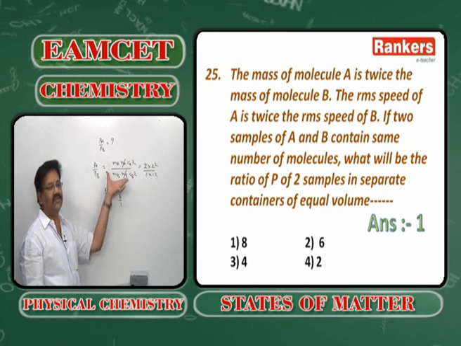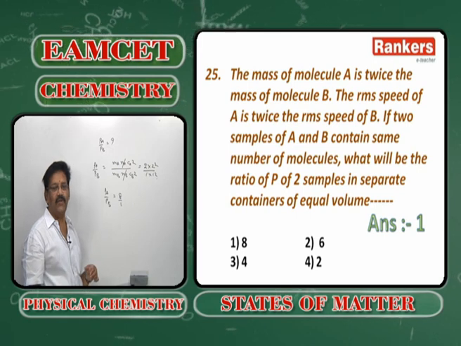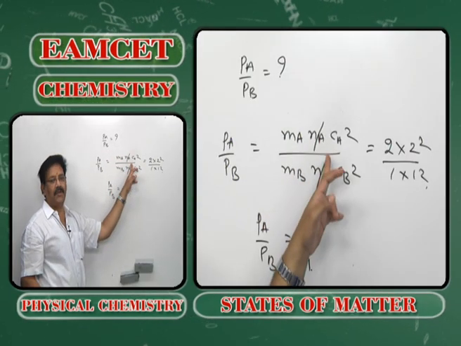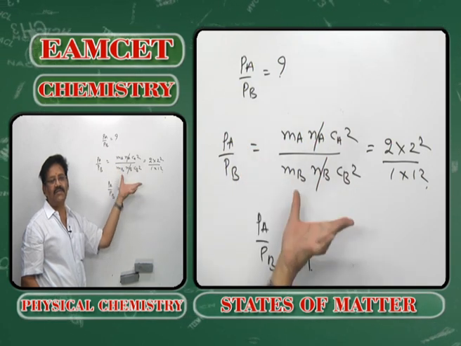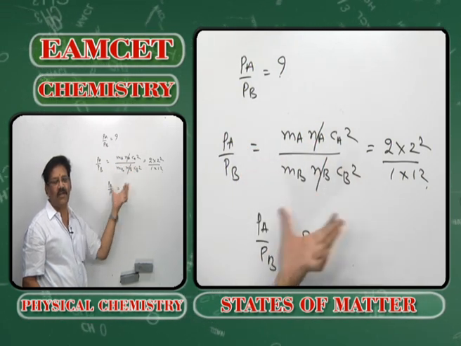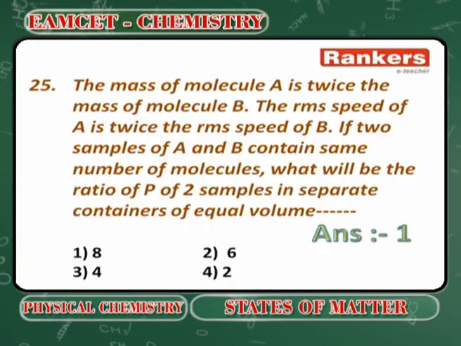Why are we using this kinetic gas equation? Because what are the parameters that are involved here? Mass, number of molecules, RMS velocity and pressure. What is the equation that connects all these parameters? Nothing but the kinetic gas equation.